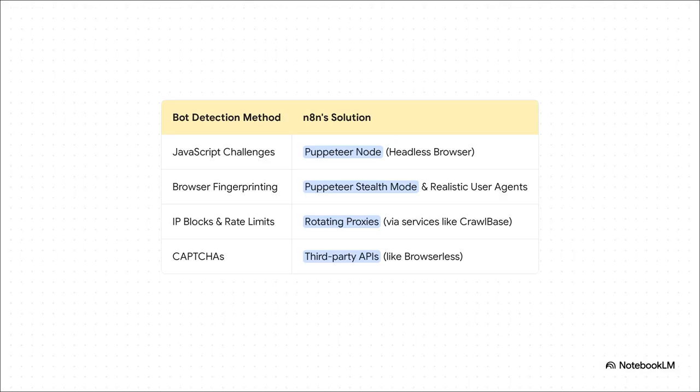This table, right here, lays out our entire strategy for those tougher targets. It's basically a chess match, and for every defensive move a website makes, n8n has a powerful counter. They throw JavaScript challenges at us, we use a real browser engine with Puppeteer. They try to fingerprint us, we activate stealth mode. They block our IP, we just route our traffic through rotating proxies. We have a move for every play.